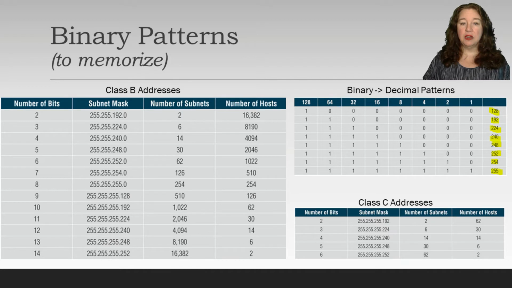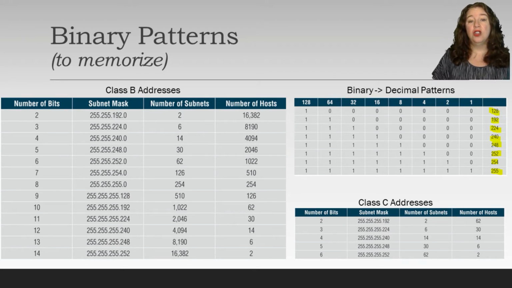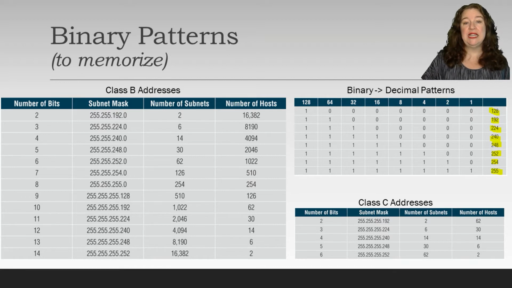Then we can keep going down. You can continue this if you have a Class B address all the way down to borrowing 14 bits out of the 16 bits that you have in your third and fourth octets. If we chose to borrow 14 bits out of the 16 bits, we could create 16,000 different subnets, but each subnet only gets 2 hosts. So you can only have 2 computers or 2 devices per subnet if you were to go down that far.